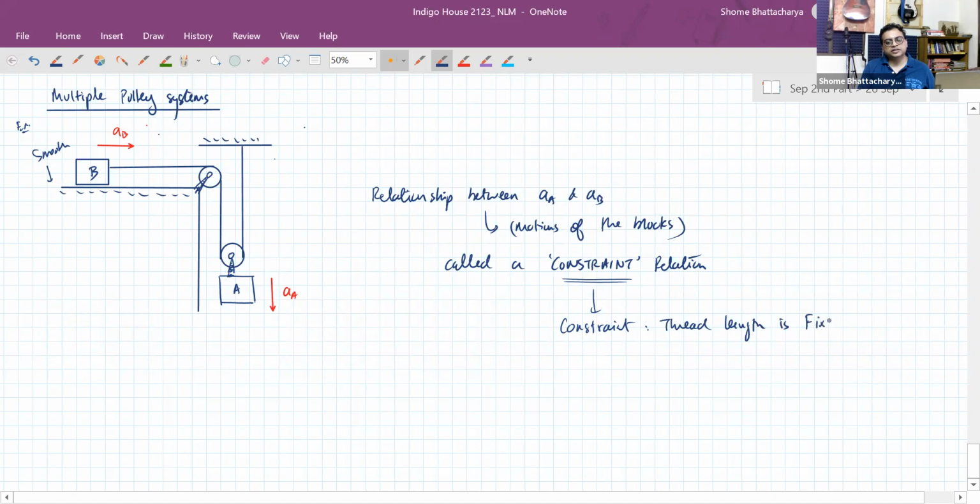It's a fixed thread length. So this constraint that the system has, that the thread cannot stretch because its total length is fixed, determines the relationship between the acceleration of block A and the acceleration of block B. And secondly, you can see that it's a massless thread again. So tension acts like this.